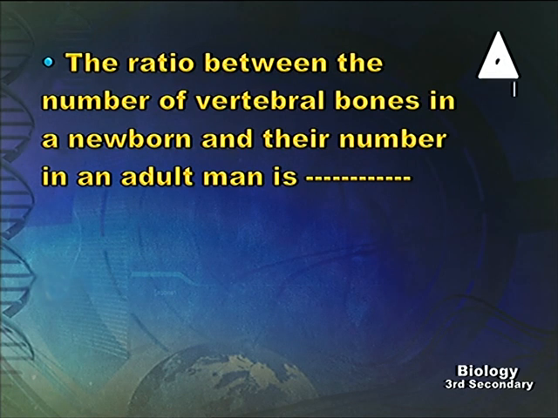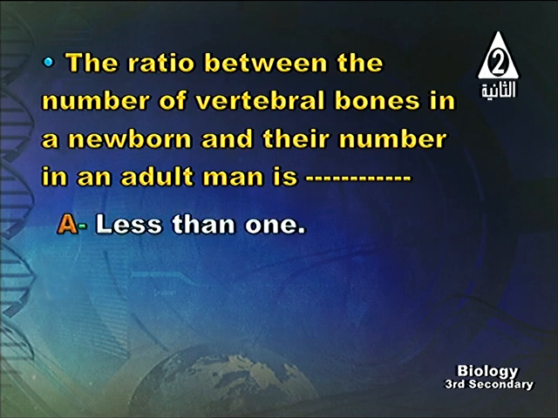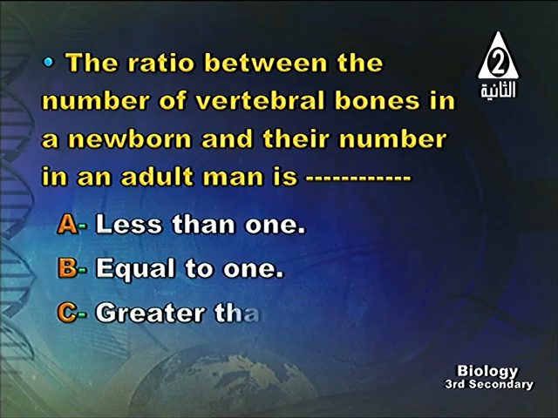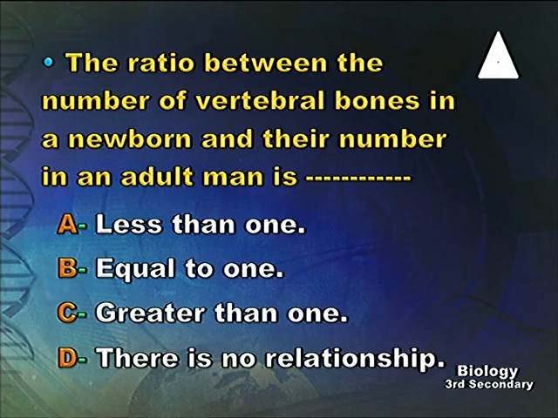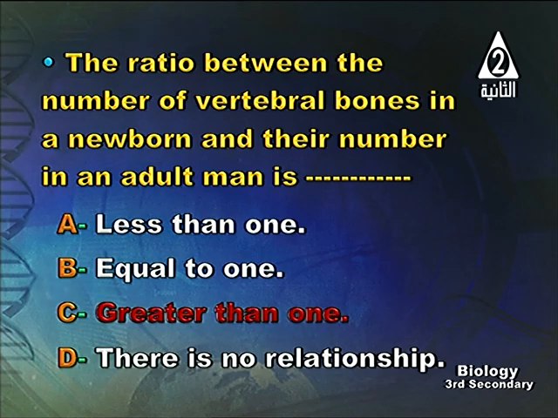The ratio between the number of vertebral bones in a newborn and their number in an adult man is less than 1, equal to 1, greater than 1, or there is no relation. Of course, the number of vertebrae in the vertebral column in a newborn is greater than the number of vertebrae in an adult, as some of them fuse together to decrease the number of bones in the adult man. So the number of vertebral bones in the newborn is greater than the number in an adult man.